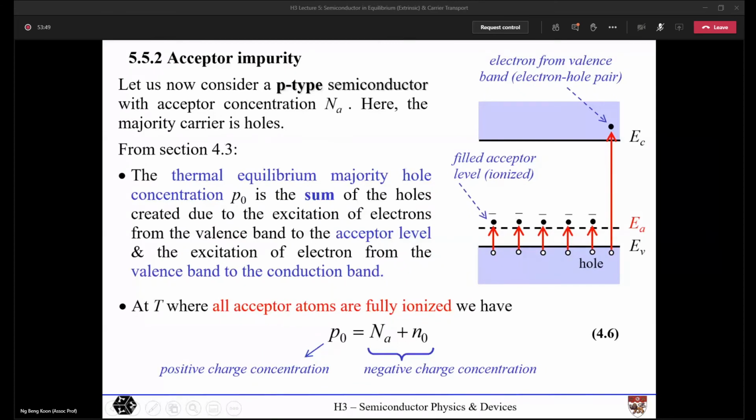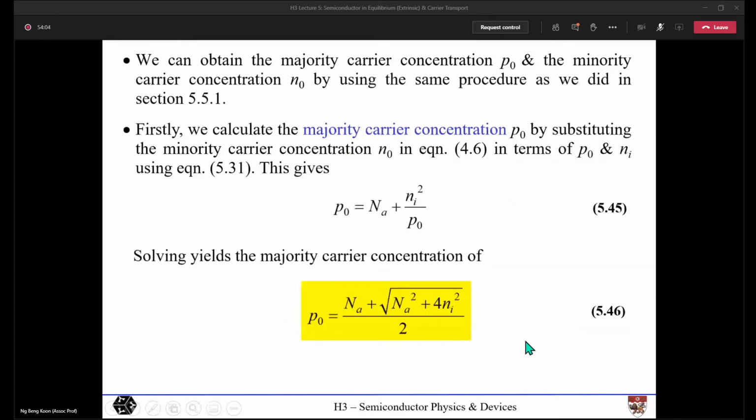So similarly, for the case of P-type semiconductor, we can carry out the same approach. Using the charge neutrality equation for P-type semiconductor, you get p0 equals Na plus n0. And in the mass action law, we replace the n0 with p0 because the majority carrier is actually the holes. Then we also get a quadratic equation in p0. Applying the formula for a quadratic equation, we get a solution for p0 of a form that is quite similar to n0.